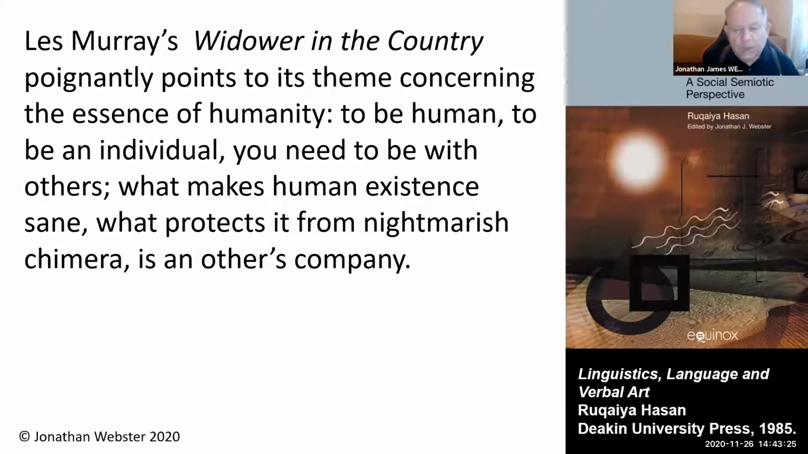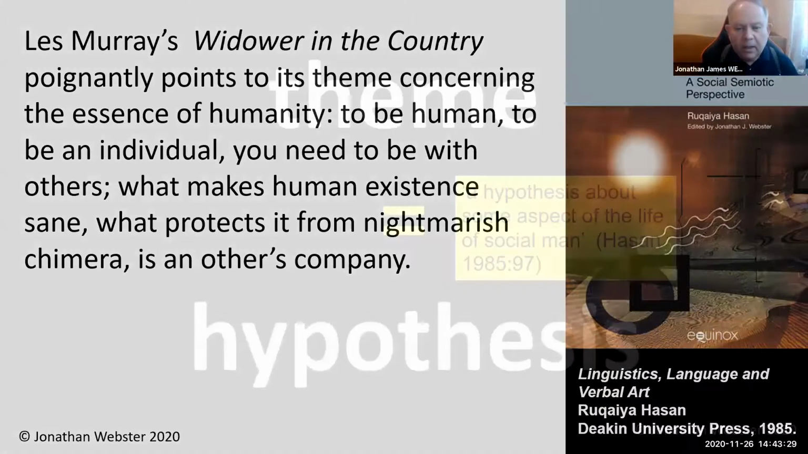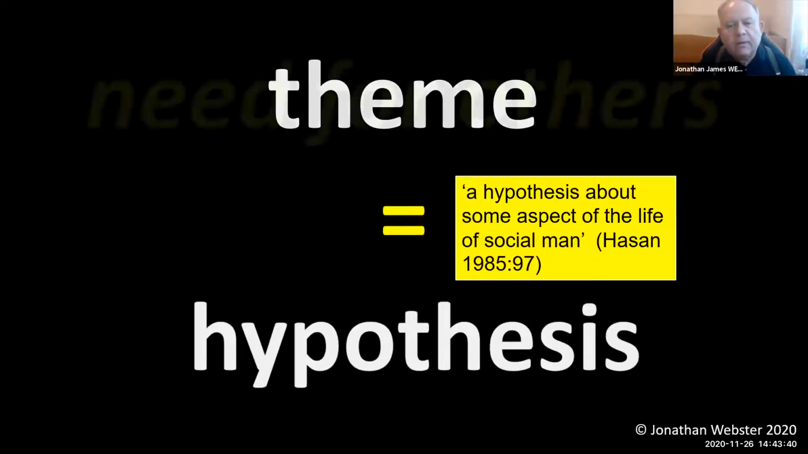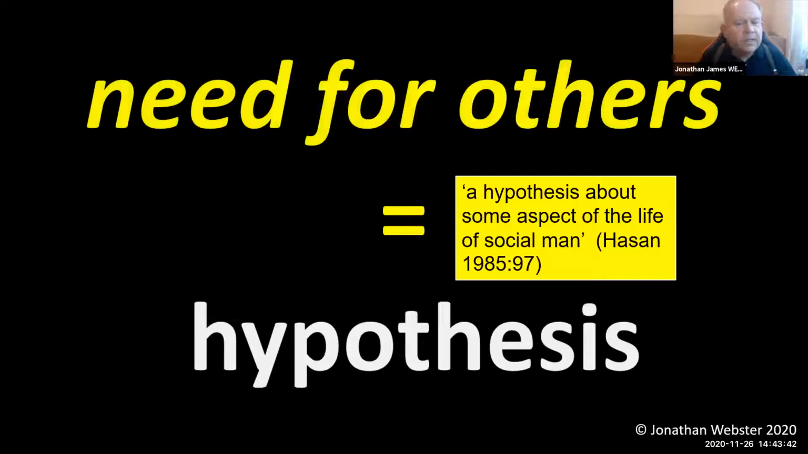Foregrounding involves contrast, consistency. Pointing you to a theme, pointing you to this verbal artist's hypothesis about some aspect of the life of social man. In this case, it was the need for others, as Hassan interprets that second order of meaning.